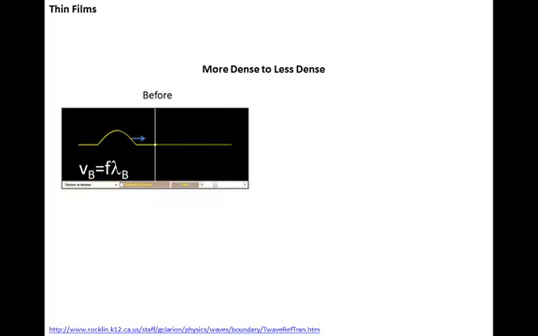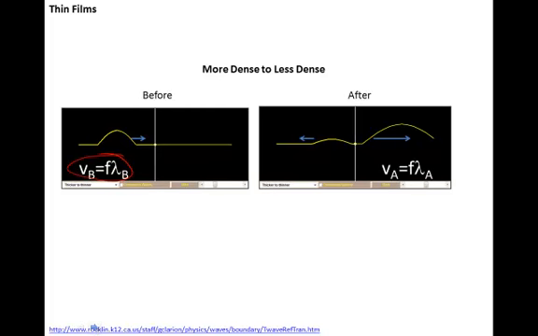So when going from a more dense to a less dense material, once again we'll use this equation as the velocity equation before, and the same equation for the velocity after. So this is the more dense medium, and this is the less dense medium. In this case, once again, we're looking at thicker string and thinner string.